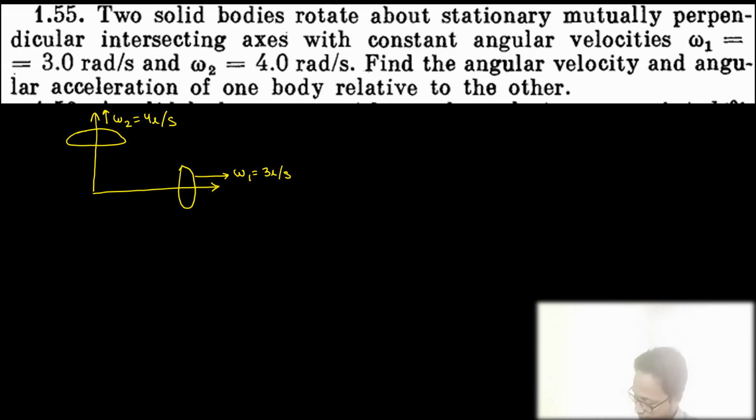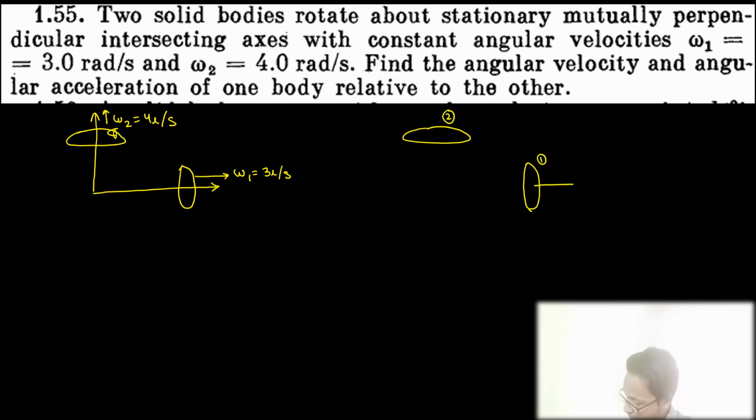Find the angular velocity relative to one another. If you need to find the relative angular velocity, what do you do? You put your observer in one frame. So when you put your observer in one frame, what happens to body 1? Suppose we put our observer in body 2. What happens? This is body 1, this is body 2.